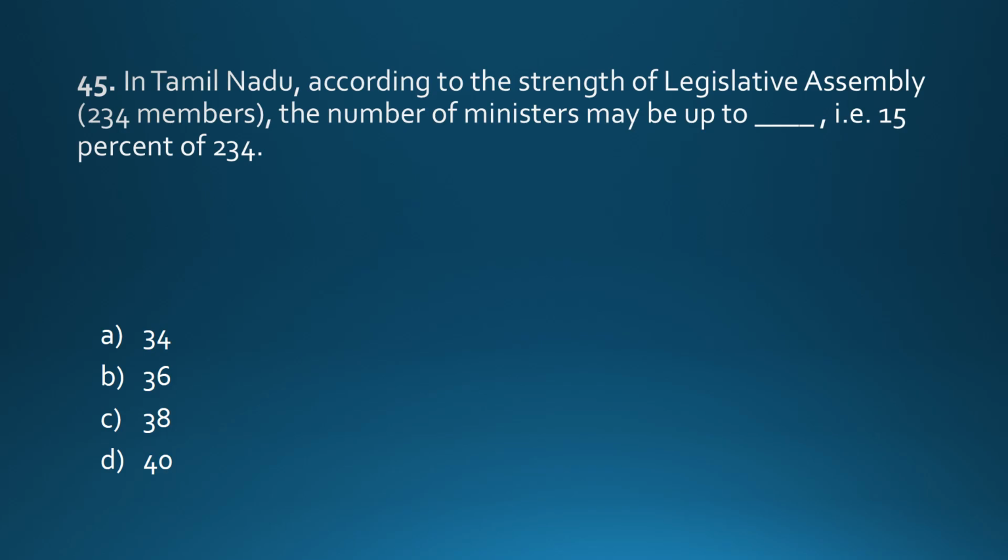Question number 45. In Tamil Nadu, according to the strength of Legislative Assembly, 234 members, the number of ministers may be up to dash, that is 15% of 234. Option A 34, option B 36, option C 38, option D 40. Correct answer is option B 36.